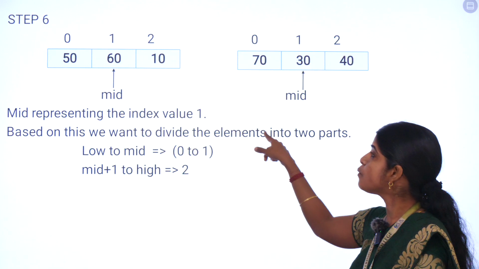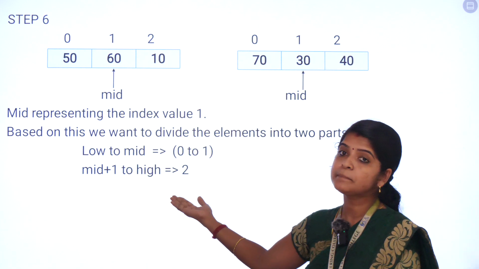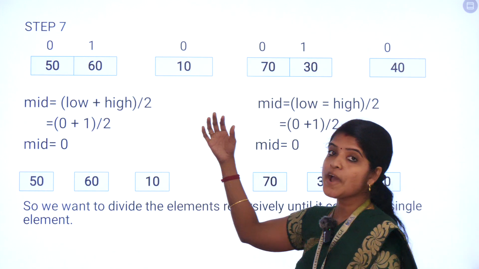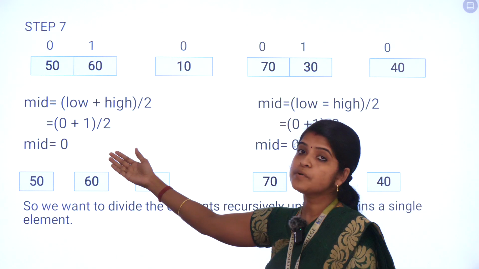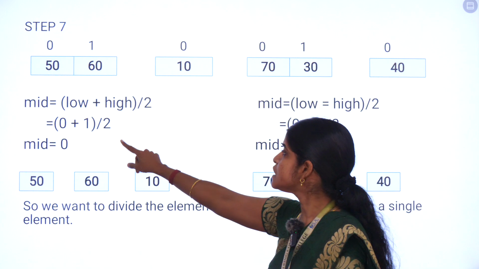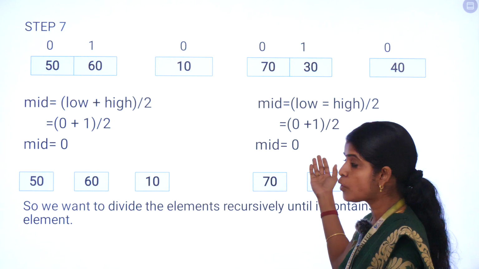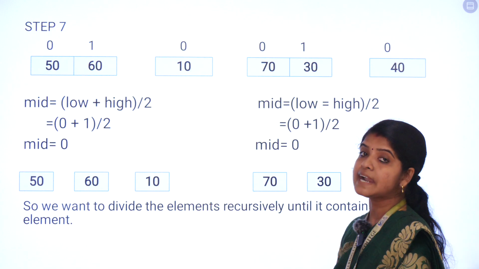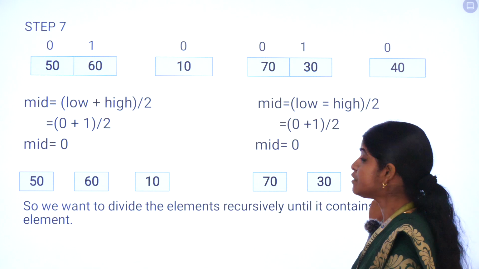Based on this, we want to divide the elements into two parts as usual, from low to mid and from mid plus 1 to high. Again we want to divide these subparts into further subparts. Here also we want to calculate the mid value. Mid is equal to (low plus high) divided by 2, so (0 plus 1) divided by 2 gives mid equal to 0. Here also the same process will continue. We want to divide the elements recursively until each contains a single element, such as 50, 60, 10, 70, 30 and 40.